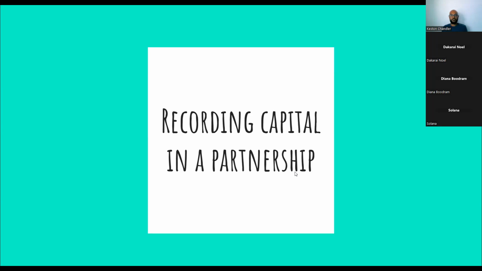We're looking at the preferred method, which is to keep a current account and a capital account for each partner. The current account follows the same rules as the capital account in that increases are on the credit side, because anytime we increase in the capital, we credit that account, and decreases is on the debit side.